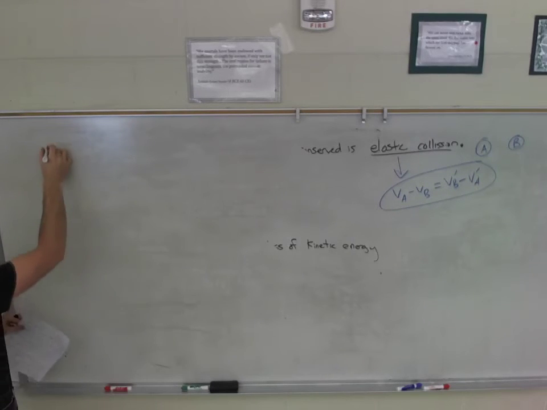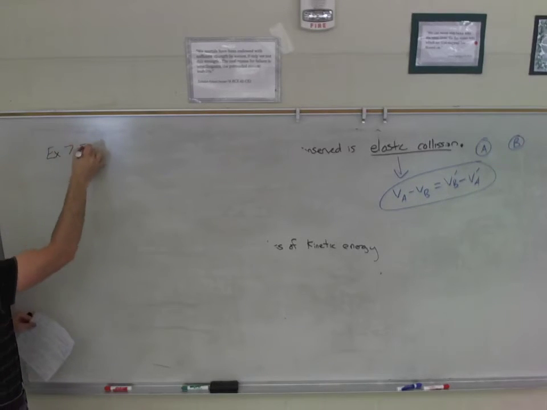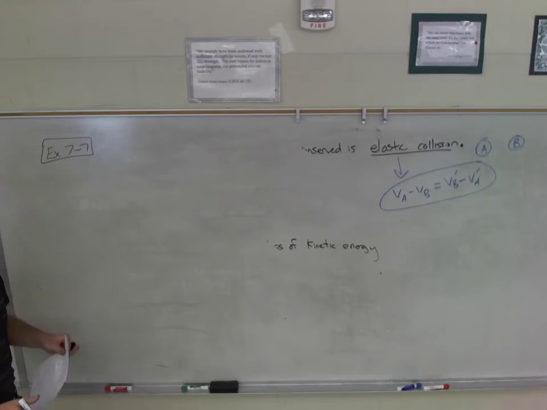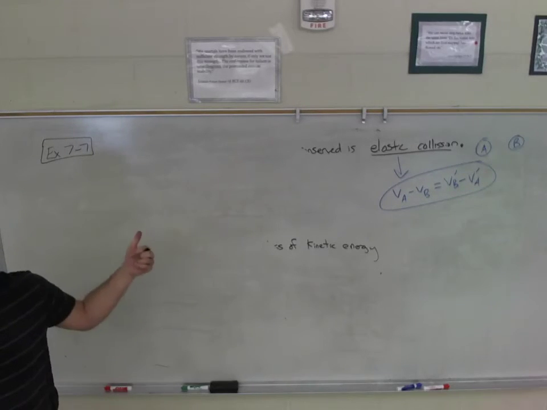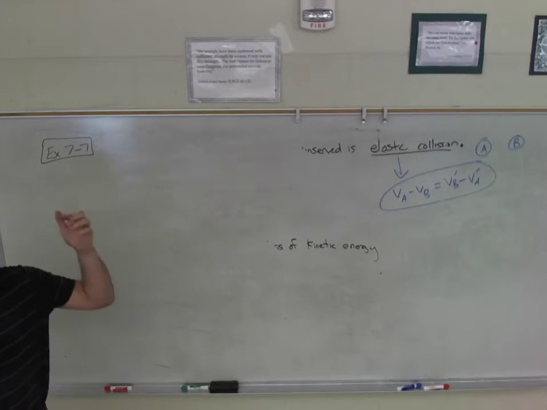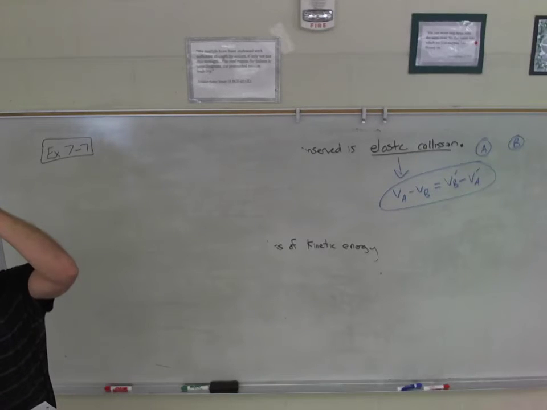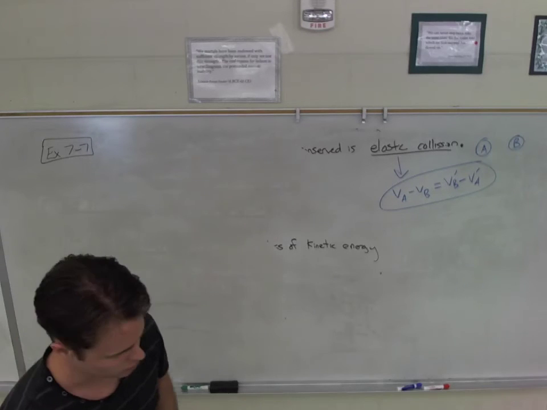Okay, the first one we're going to do is 7.7, and this one just has billiard balls. We'll do one with billiard balls and one with some subatomic particles. So that's what we'll do. Let's look at 7.7. I don't even have my book on me.